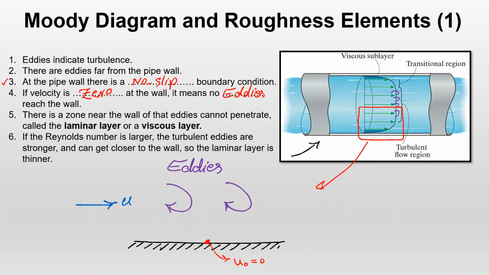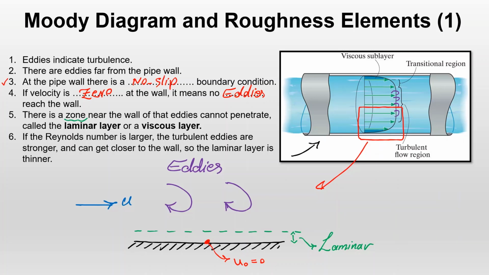Okay, and this leads me to another zone, I should say. There is a zone near the wall that eddies cannot penetrate. That zone is called laminar layer or laminar sublayer or viscous layer. So there will be a zone over here. I'm going to show it by dashed green line, that eddies cannot penetrate into. This thin zone is called laminar zone, or laminar region, or viscous region, or viscous sublayer, depending on what textbook, what scientific article you're looking at.